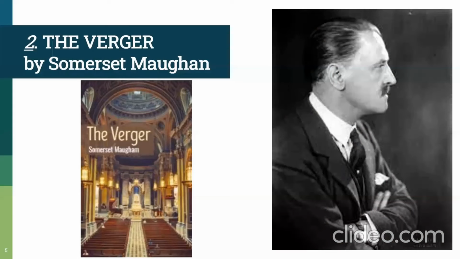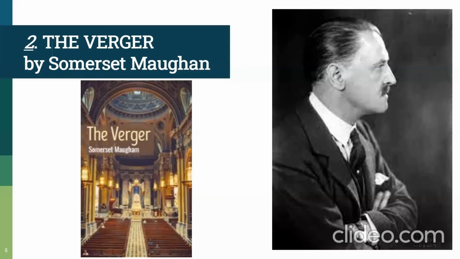The second lesson we have here is The Verger. The Verger is written by Somerset Maugham, the British author. The Verger is a story about Albert Edward Foreman, a very humble man who works as a verger. Verger means a caretaker, who works as a caretaker at a church.